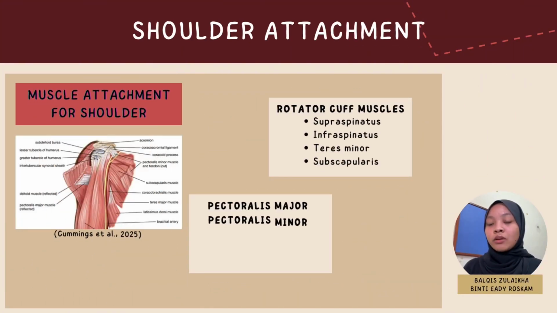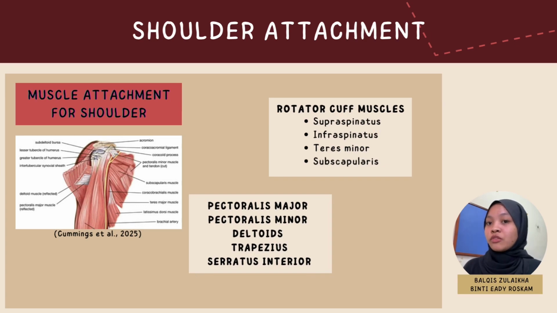Muscles that are assigned on the shoulder are the rotator cuff, including supraspinatus, infraspinatus, teres minor, and also subscapularis. Other than that, muscles involved are pectoralis minor, pectoralis major, deltoids, trapezius, and serratus inferior.